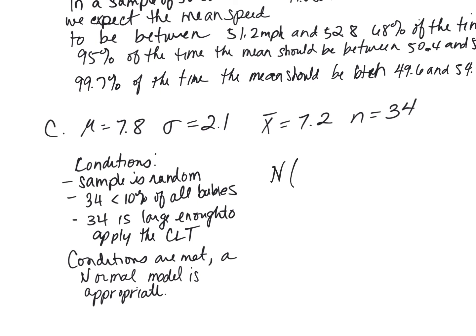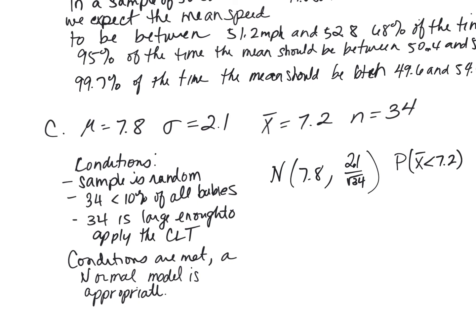So our normal model is 7.8 and 2.1 over the square root of 34. If you are given a sample size, you need to be using sigma over square root n. What do we do with that second mean? We're going to use it in our z-score calculation. Because it's asking what's the probability that the sample mean for these 34 babies is less than 7.2 pounds. Okay, or we want to know, is it unusually low?